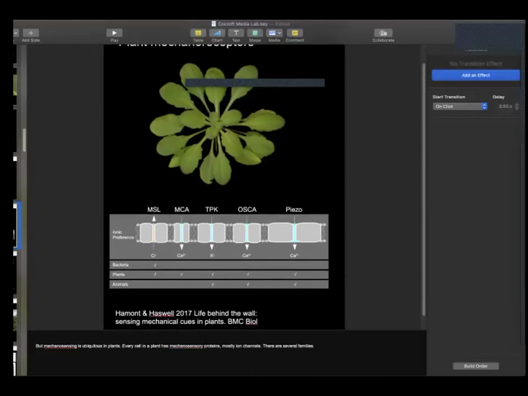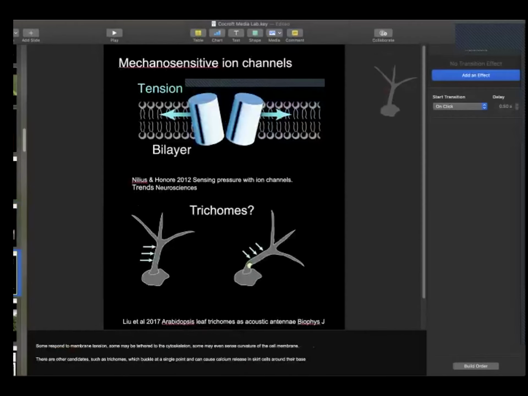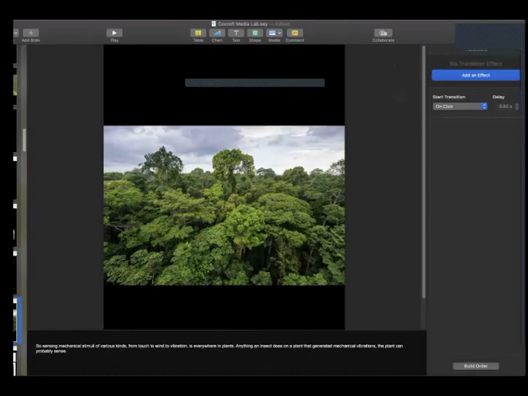And these are tension gated. They're situated in membranes, and they're in virtually every cell of the plant. So you can be pretty sure that if there's a mechanical disturbance in a plant, unless it's super high frequency, the plant can probably perceive it.